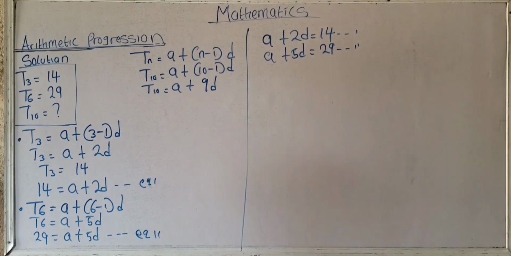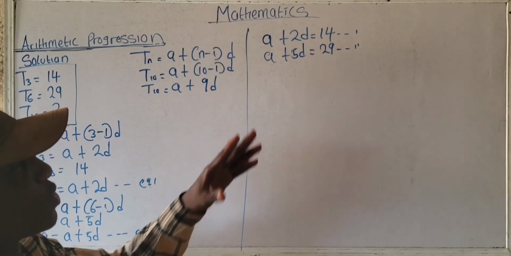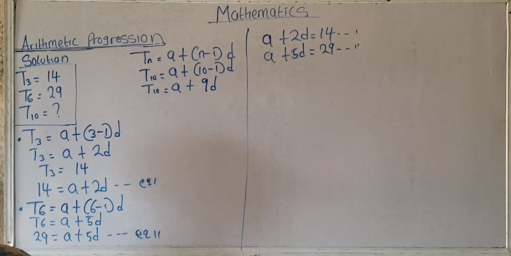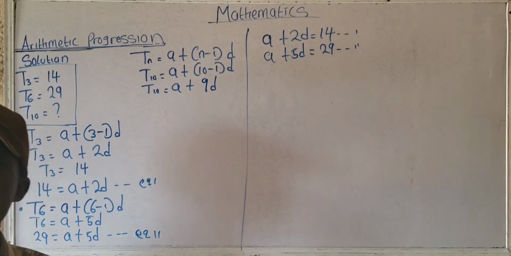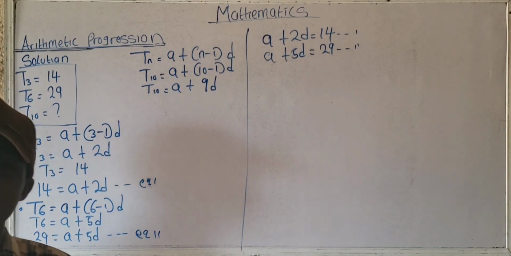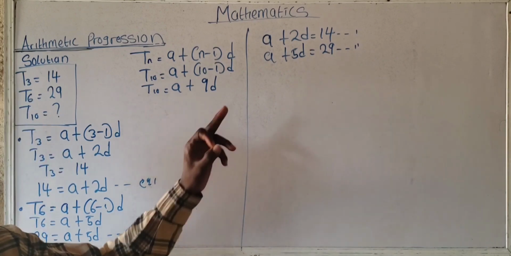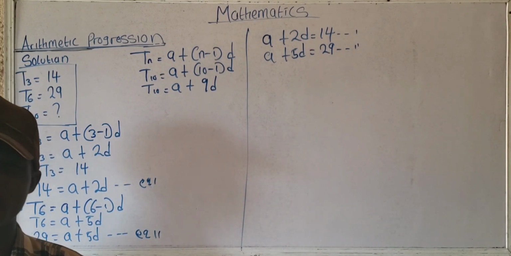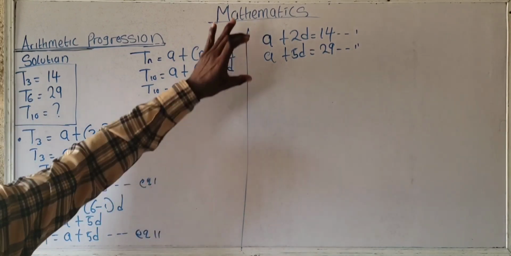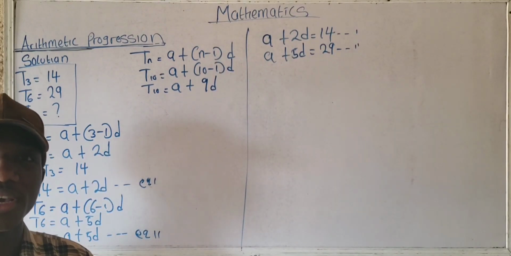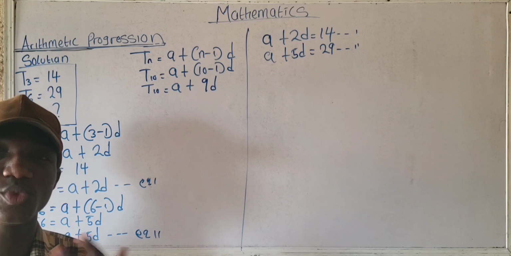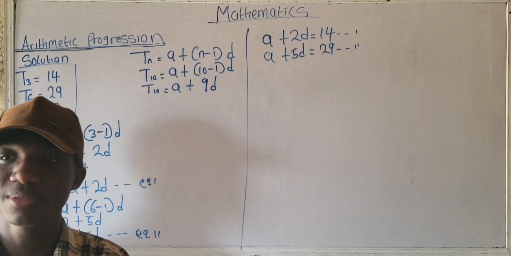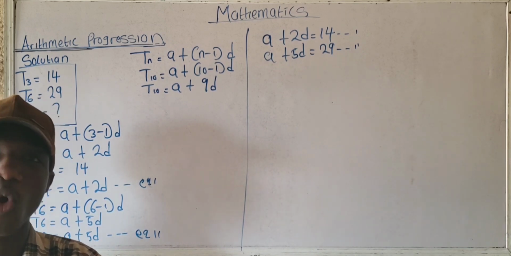To solve this equation using the substitution method, the first step is that you have to make one of the unknowns the subject of the relation in any of the equations. Listen to the explanation again. How many equations do we have? We have two equations. How many unknowns do we have? Unknown simply means the terms that we don't know.